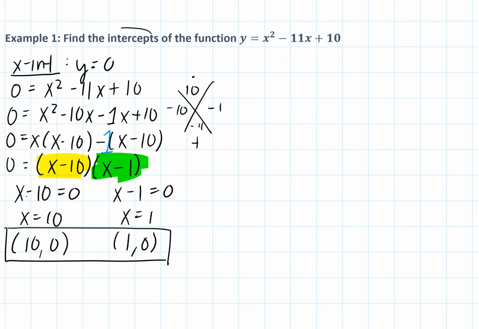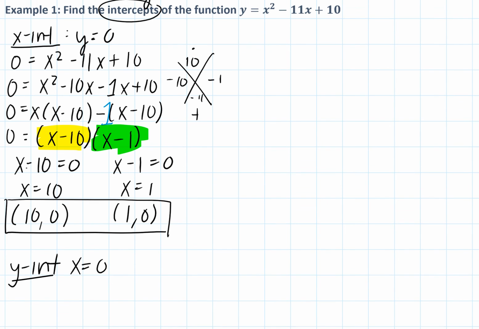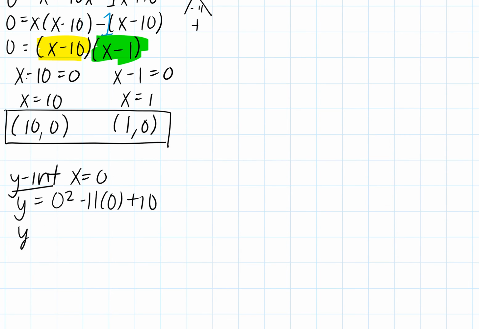Now, intercepts implies find the x and the y-intercept. So let's also find the y-intercept. We know from our guiding idea that anytime you have a y-intercept, the x value is 0. So here we're going to substitute 0 in for x. We get y is 0 minus 0 plus 10, so y is 10. So we have the coordinate pair (0, 10).